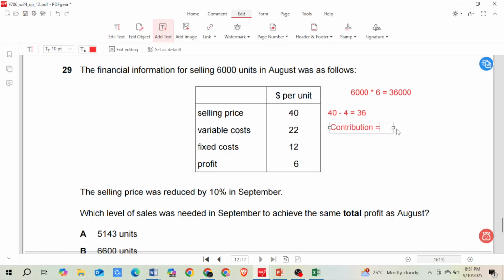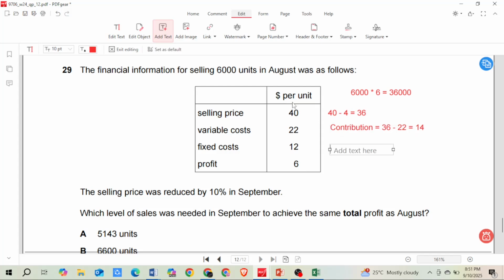Contribution is selling price minus variable cost. So the selling price we just calculated is 36, and the variable cost given here is 22. So 36 minus 22 gives you 14. So 14 is your contribution. Okay, and then let's calculate what our fixed cost was before.